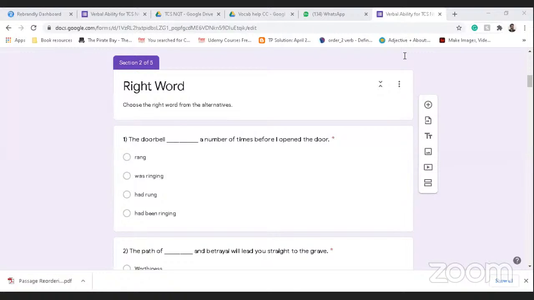Keep your memory in long-term mode. We had done a rule of tenses: when two tenses are there, if one tense is simple past, the other one has to be past perfect. So the answer should be had rung. Whoever wrote rang, I hope you understood that. Had rung.